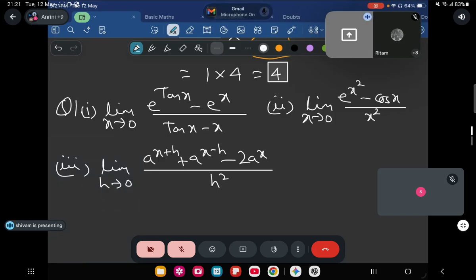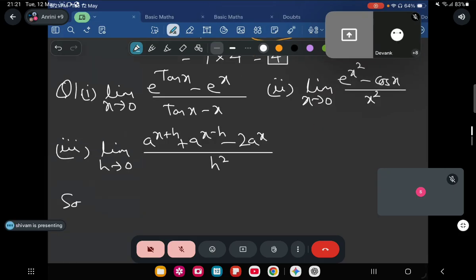Okay, let me start with the first one, everyone. You see tan x minus x is there in the denominator. You just need to convert it in the form of e to the power theta minus 1 divided by theta, where theta is tending to 0. That's it. Once you convert it in the form of e to the power theta minus 1 upon theta, it will become 1.